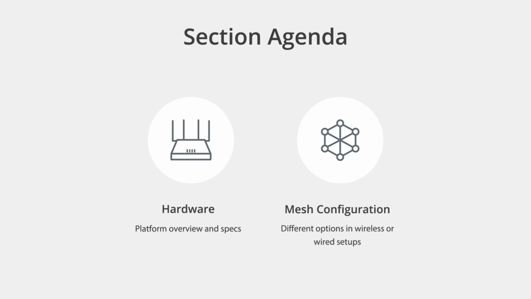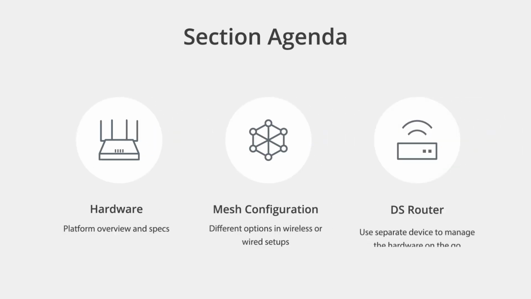Lastly, in this section, we're going to take a quick look at DS Router, which is allowing you to use a separate device like your smartphone or tablet to actually manage your router on the go. What you're going to notice with this DS Router solution is you're actually able to do pretty much anything you're going to see today directly through that app, including managing your VPN and authorizing safe access requests, for example.